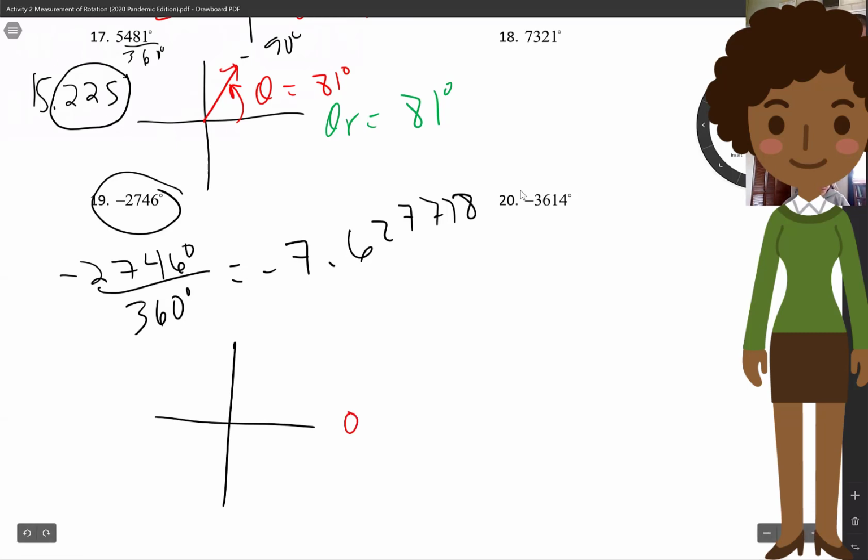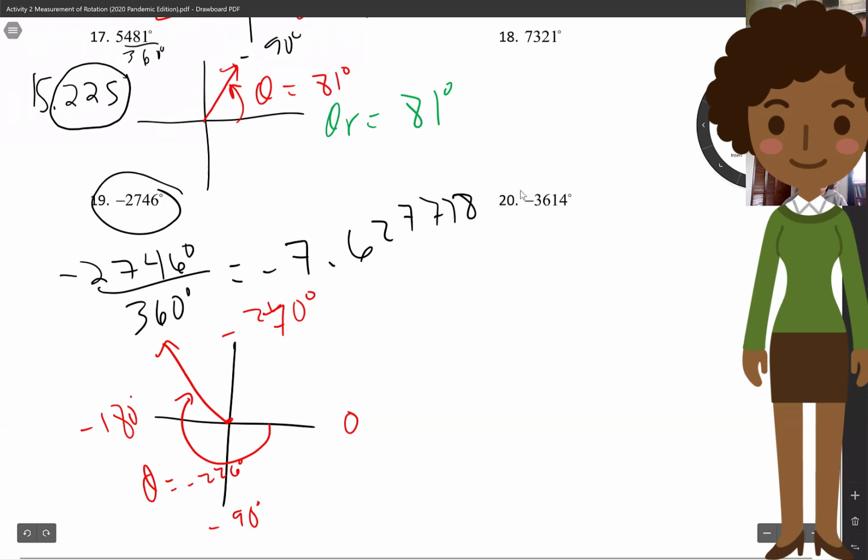So again, 0, negative 90 degrees, negative 180 degrees, negative 270 degrees. All right, I'm going to stop. So negative 226 is somewhere in quadrant 2 there. Negative 226 degrees. And then the reference angle is the difference between 226 and 180. So 226 minus 180, we get 46 degrees, and that's my reference angle. How do we feel, guys?